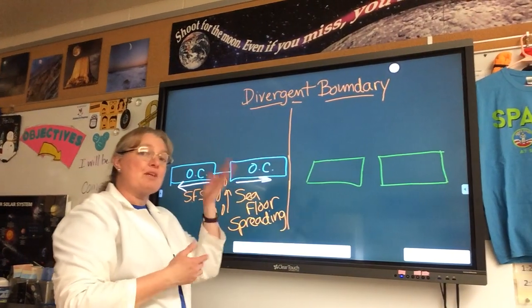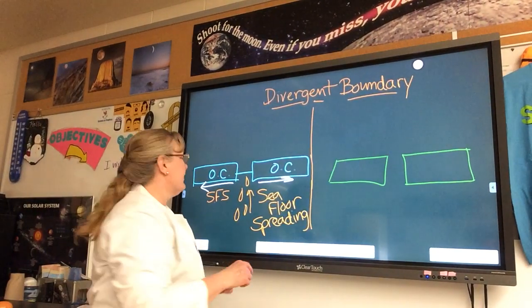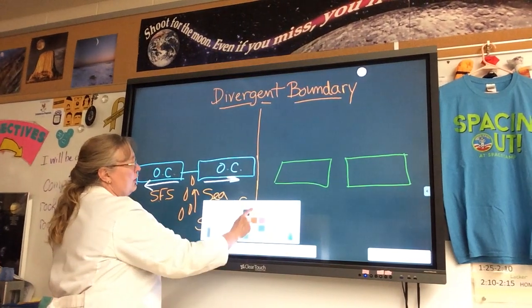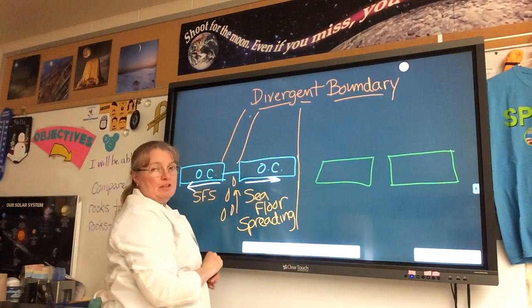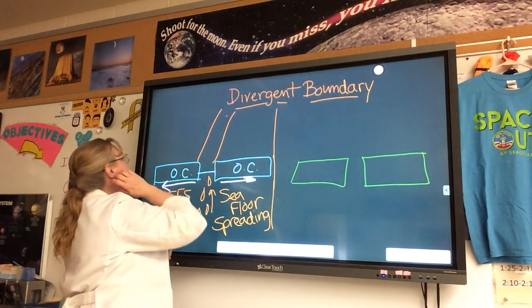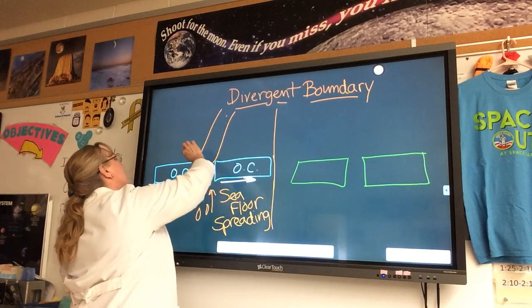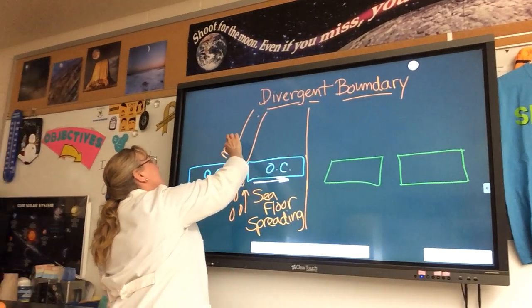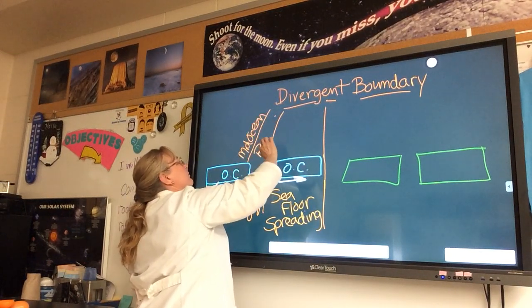Remember, the landform is what I'm going to be able to see on the surface because I can't see what's going on underneath. The landform above it is going to be in the middle of the ocean. It's going to form a trench. Nope, sorry. It's going to form a ridge, like a mountain range. And we're going to call this the mid-ocean ridge.